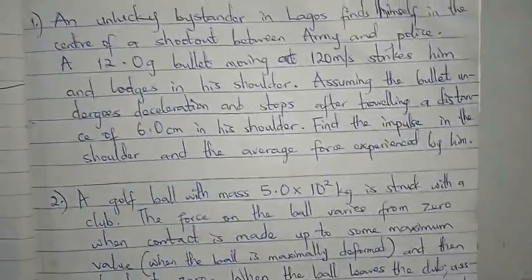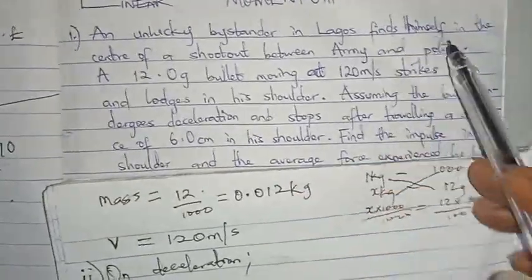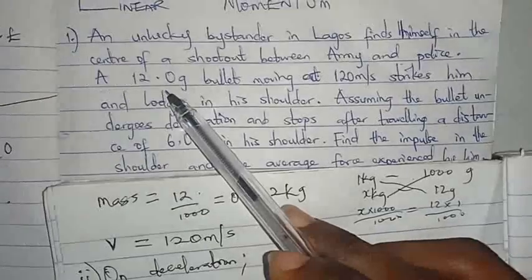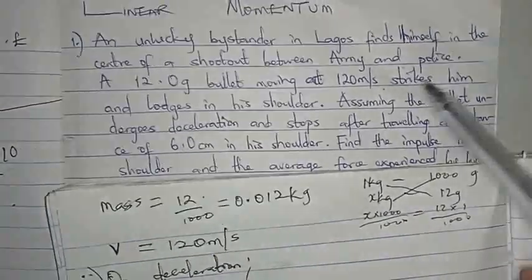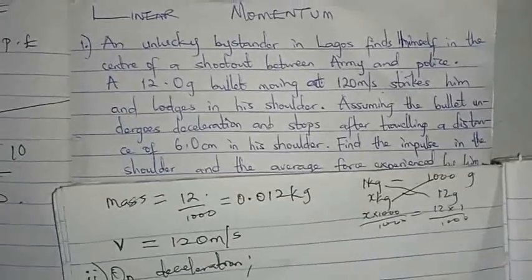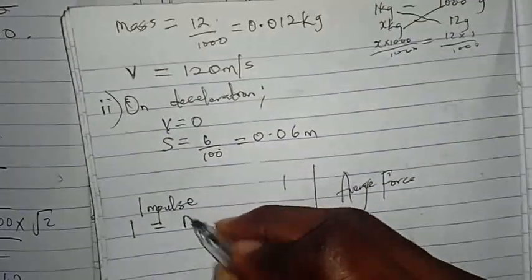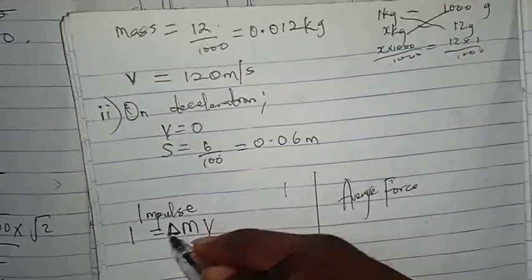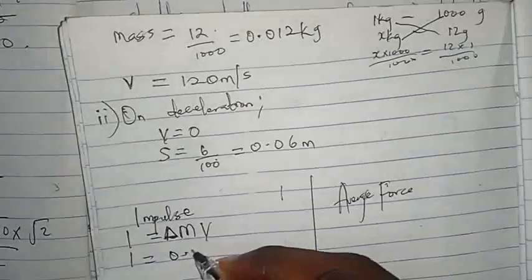So these are the parameters we have. They said an unlucky bystander in Lagos finds himself in the center of a shootout between army and police. A 12-gram bullet moving with 120 meters per second strikes him and lodges into his shoulder. To find the impulse there, we'll simply say impulse is equal to mass times velocity, or change in momentum.